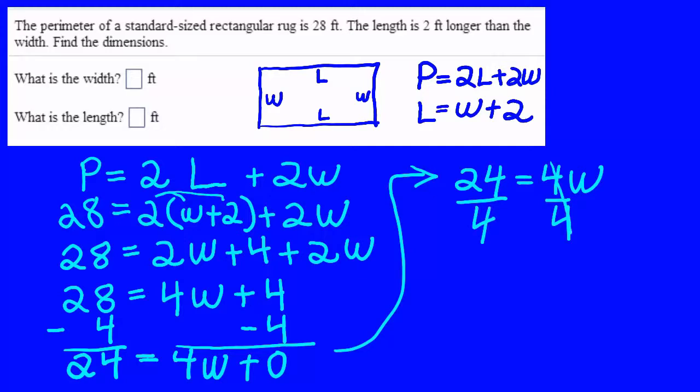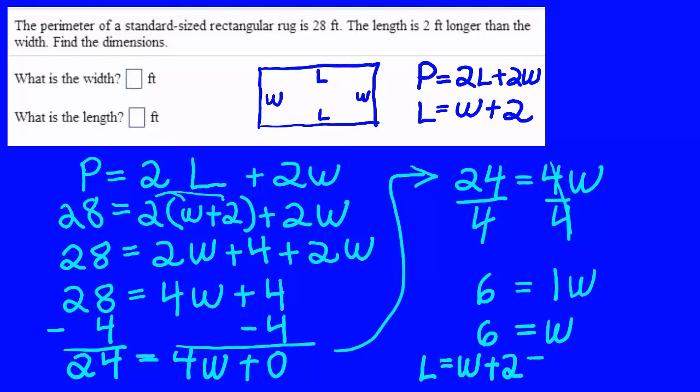And so I discover that W, or 1W, equals 6. So W equals 6, or 6 equals W. I now know that the width is 6 feet. The length is 2 feet longer than the width, so the length is going to be 6 plus 2, which is 8. And I write my answers up there in the answer boxes.